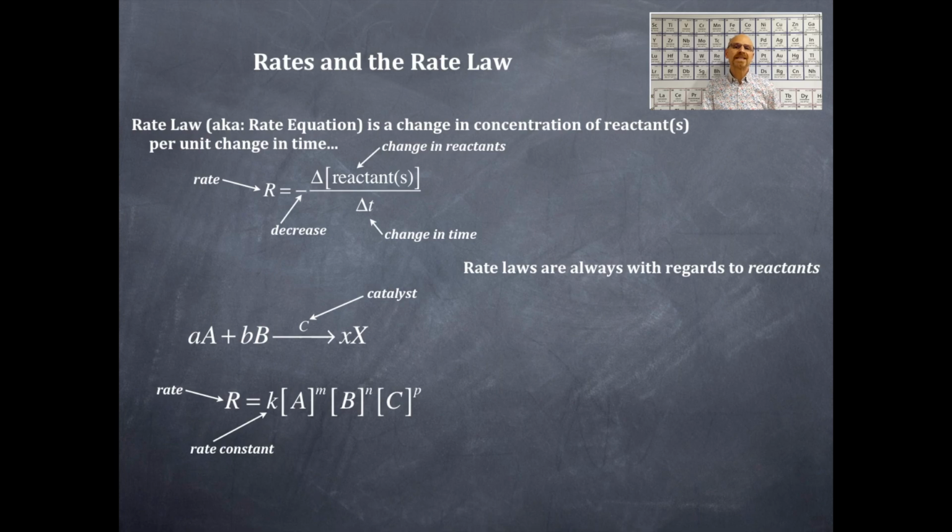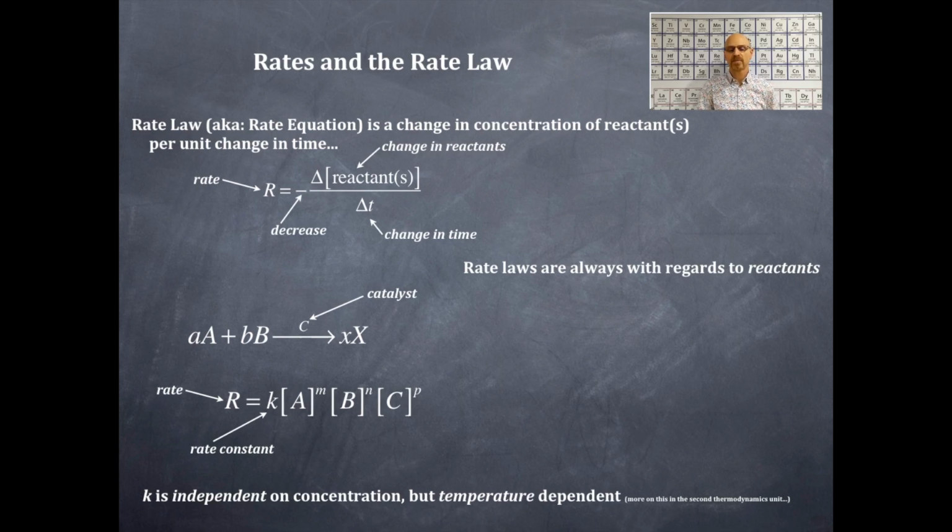The R is for the rate. The rate constant is k. The rate constant here is independent of concentration, but it is temperature dependent. So typically when given a rate constant, you'll be given the temperature value as well as the rate constant value itself. If you change the temperature, then the rate constant changes. We're going to discuss more of the temperature dependency of the rate constant in another unit on thermodynamics in the future. So hold on to that idea.